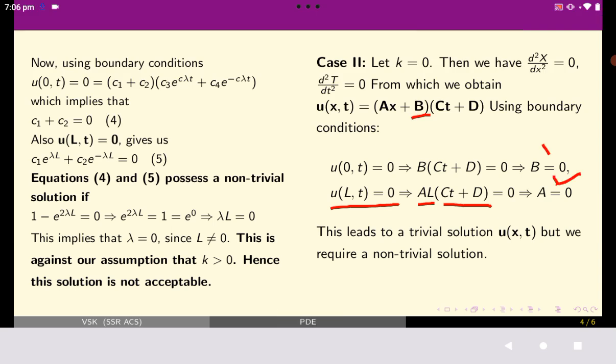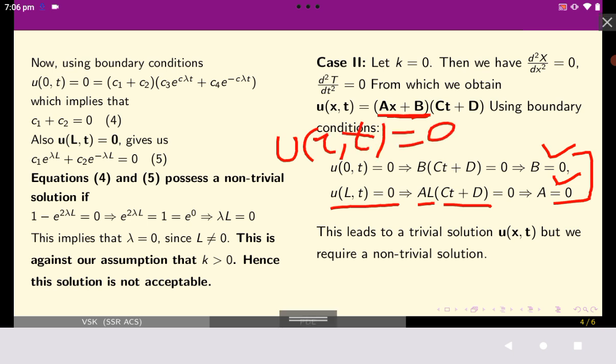So what we are getting is a is equal to 0 and b is equal to 0, both are 0. So this whole expression will become 0. This gives u(x,t) is equal to 0, which is a trivial solution. So this leads to a trivial solution, u(x,t) is equal to 0, but we require a non-trivial solution. So we'll go for case number three.